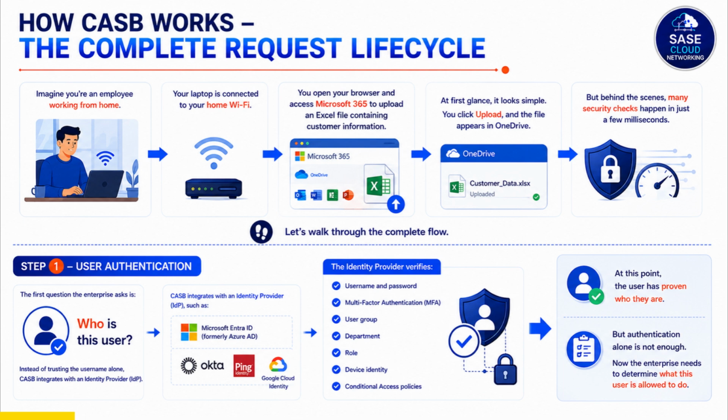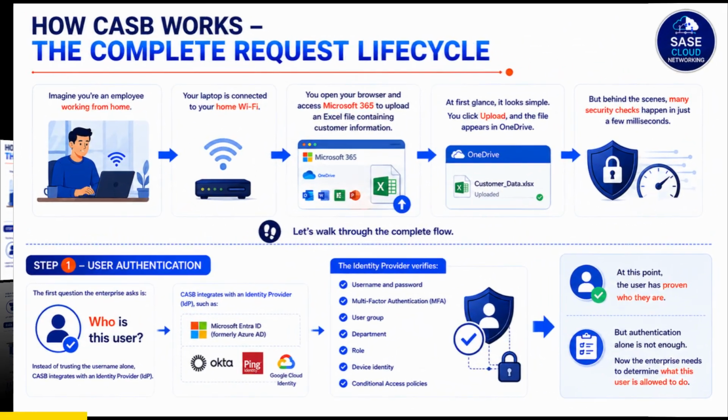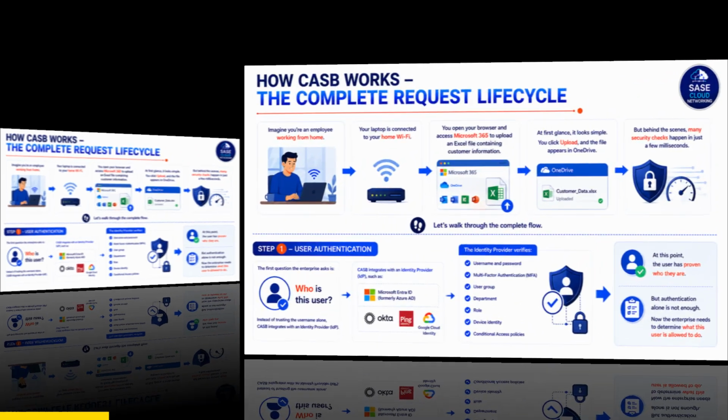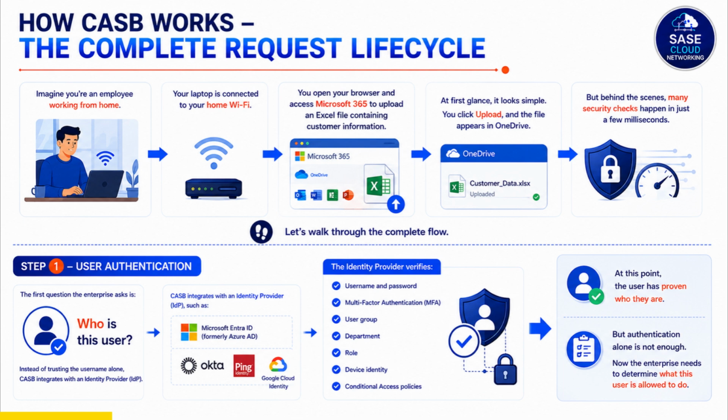Step 1. User authentication. The first question the enterprise asks is, who is this user? Instead of trusting the username alone, CASB integrates with an identity provider, IDP, such as Microsoft Entra ID, formerly Azure AD, Okta, Ping Identity, Google Cloud Identity. The identity provider verifies username and password, multi-factor authentication, MFA, user group, department, role, device identity, conditional access policies. At this point, the user has proven who they are, but authentication alone is not enough. Now the enterprise needs to determine what this user is allowed to do.